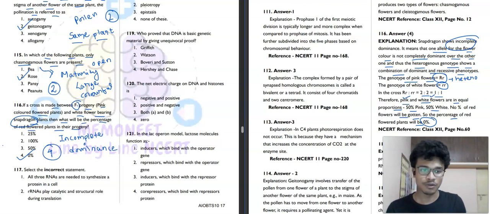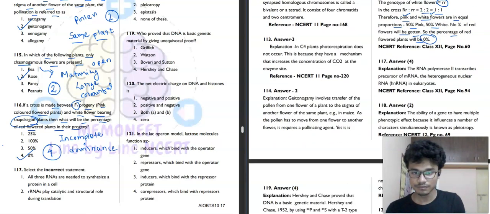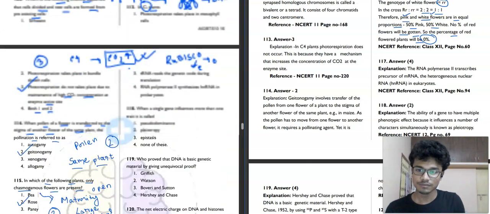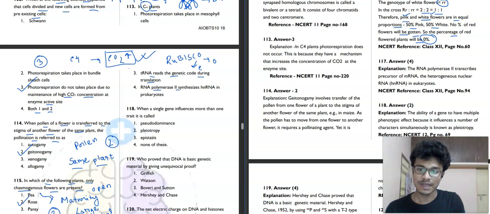Moving towards the next question, 107. It is saying, select the incorrect statement. All 3 RNAs are needed to synthesize a protein in a cell. Next, rRNA plays catalytic and structural role during translation. Then, tRNA reads the genetic code during translation, and lastly, RNA polymerase II synthesizes hnRNA in prokaryotes.